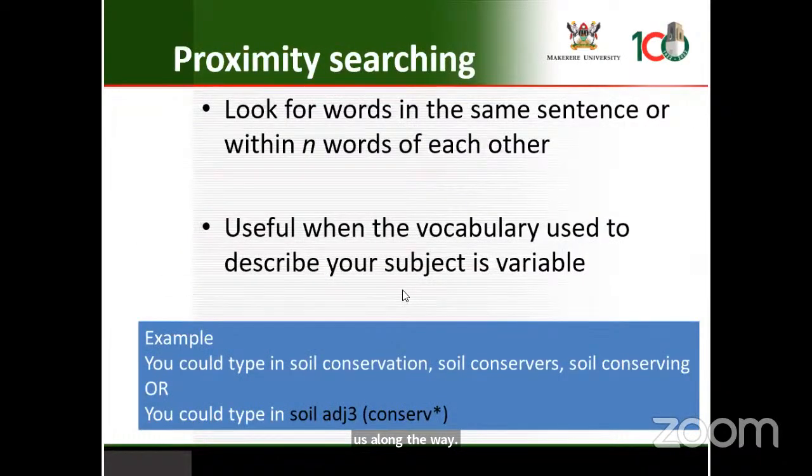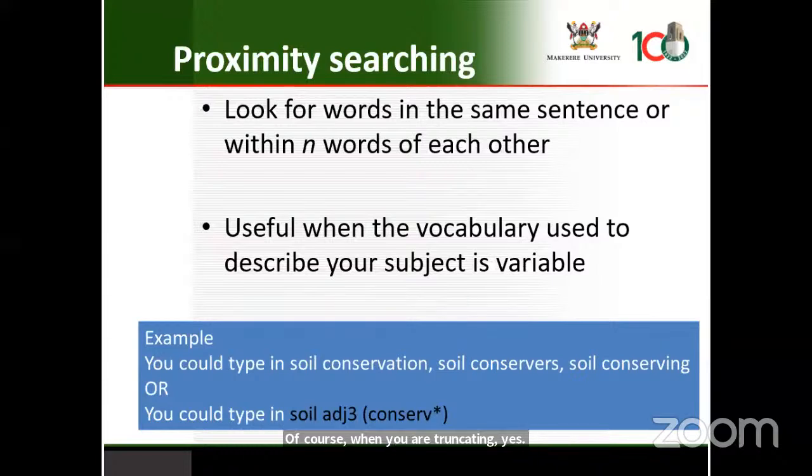So the other technique is called proximity searching. Proximity searching, yes. Why? I wanted to retrieve woodland and woodlands. Of course, when you are truncating, yes.